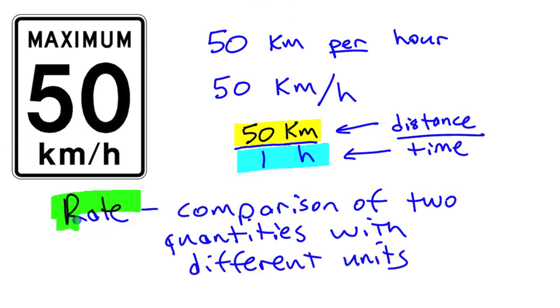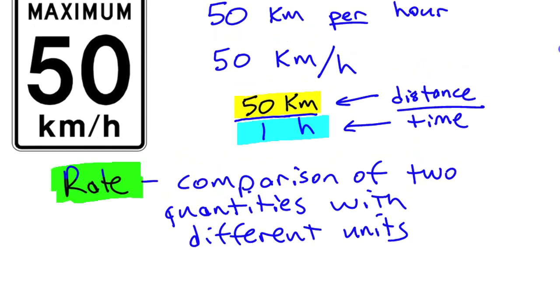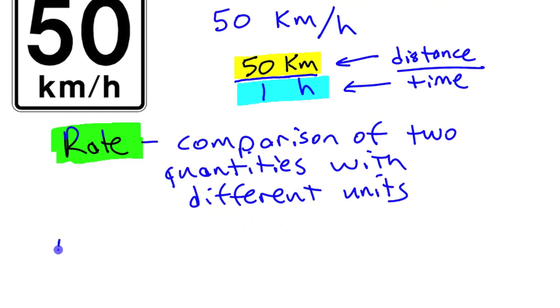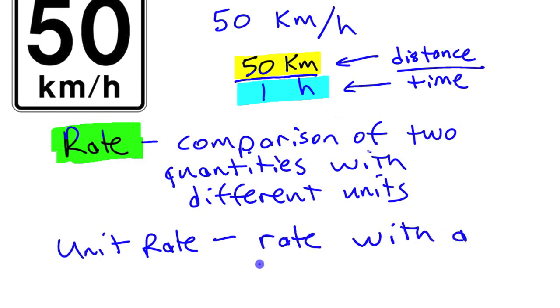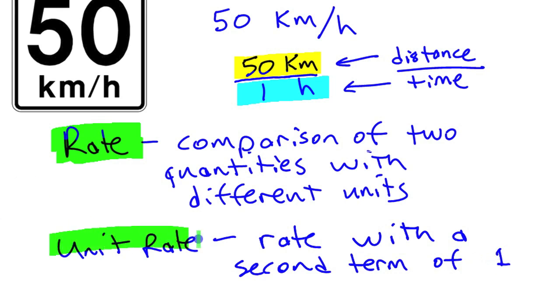Now this rate here, this rate that we're looking at here, this speed, is actually an example of a special kind of rate. Special kind of rate called a unit rate. A unit rate is a rate where the second term in the comparison is 1. The word unit means 1. Okay, rate with a second term of 1. Okay, that's what a unit rate is. Again, the word unit meaning 1, right?